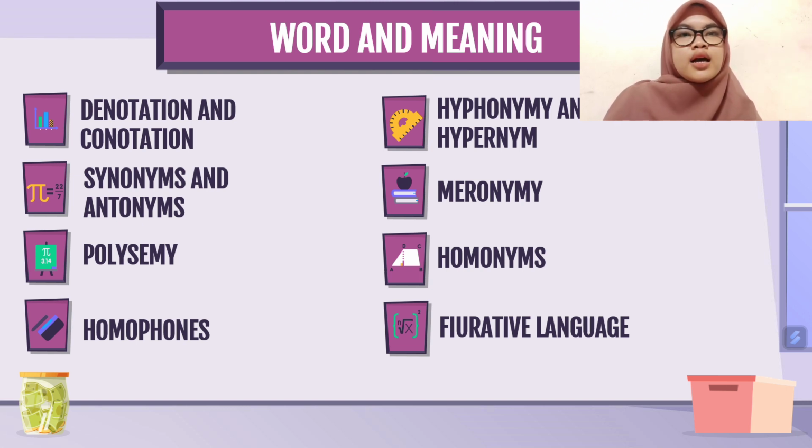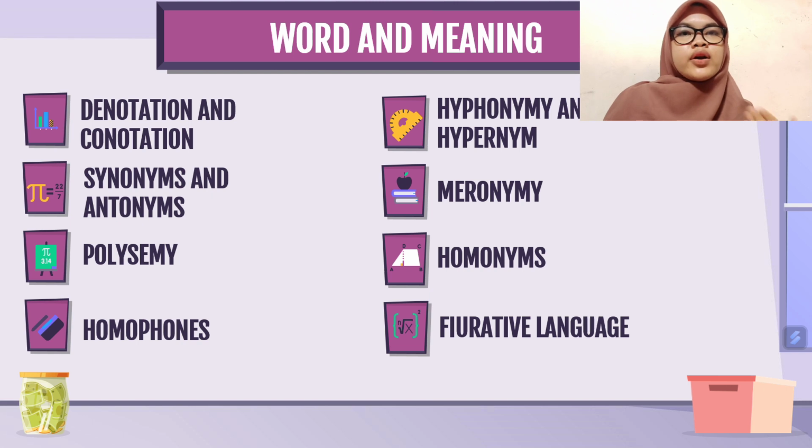The fifth is hyponymy and hypernymy. Hyponymy is a hierarchical relationship between words where one word, the hyponym, is more specific than another word, the hypernym. For example, apple is a hyponym of fruit, and fruit is a hypernym of apple.